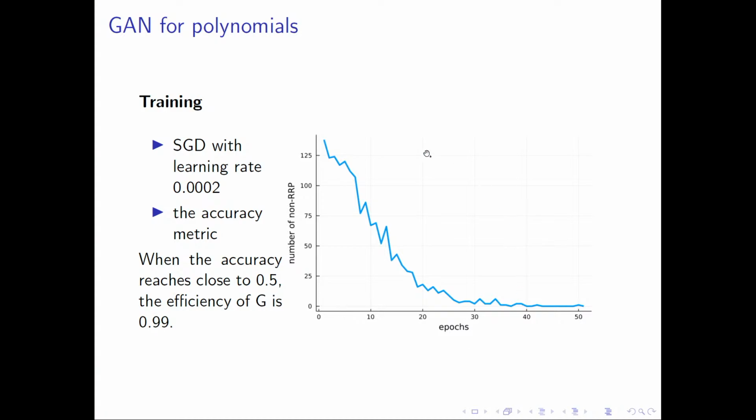You can see in this graphic, when we give 200 noisy data and create 200 polynomials with the generator, in the beginning we have too many non-real rooted polynomials. It generates too many non-real rooted polynomials. But after a few iterations, it generates nearly all real rooted polynomials.